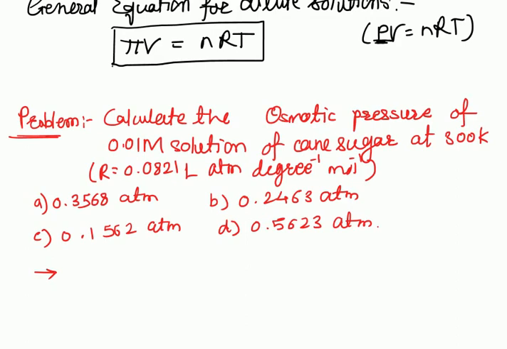So see the sample problem. Calculate the osmotic pressure of a 0.01 molar solution of cane sugar at 300 Kelvin. R is constant and given: R is equal to 0.0821 liter atmosphere per degree per mole. The four options are given.